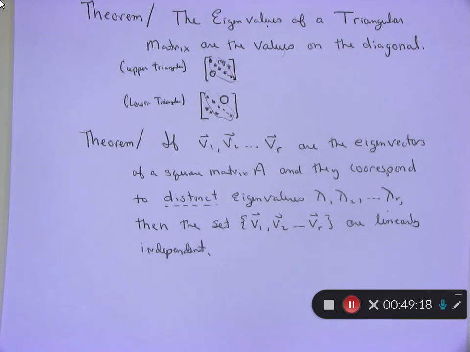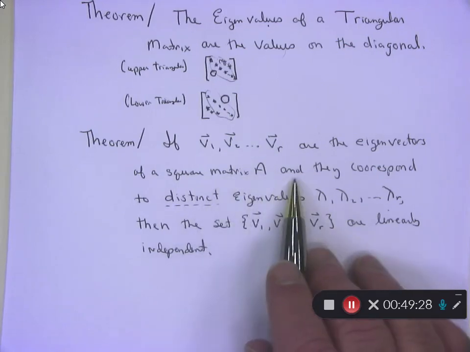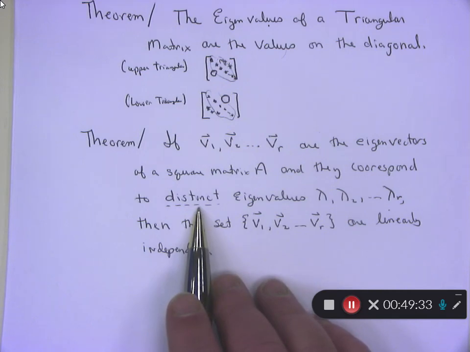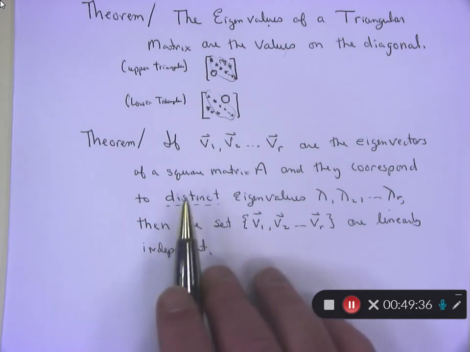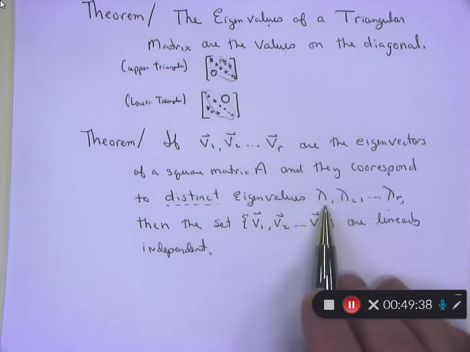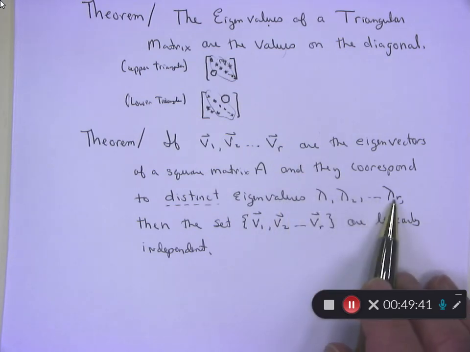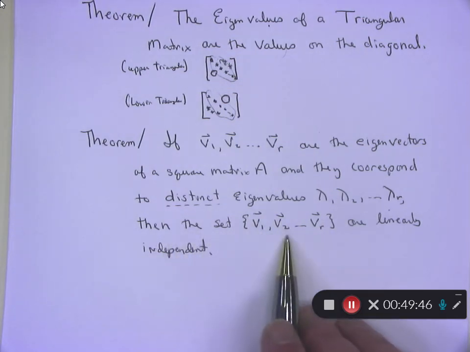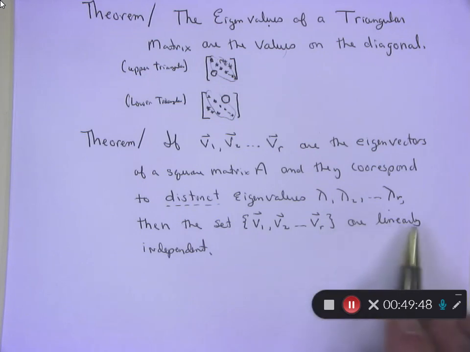Theorem. If V1, V2, ..., VR are the eigenvectors of a square matrix A, and they correspond to distinct eigenvalues, lambda 1, lambda 2, ..., lambda r, then the set of vectors V1, V2, ..., VR will be linearly independent. I underline the word distinct; the book does not, to let you guys know.